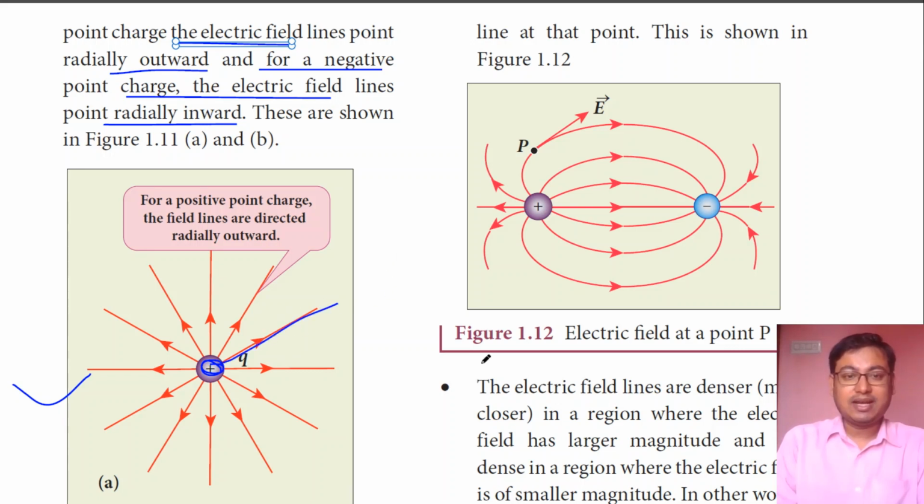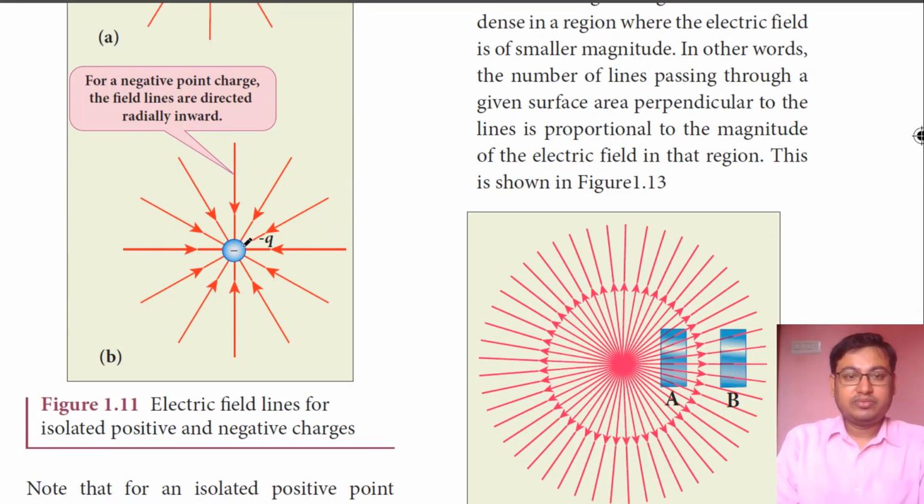In case of negative charge, in figure 1.11, as you see from this figure, here is a negative charge at the center, that is minus Q, and you can see that electric field lines are coming inward to the charge from infinity. So we can say that from a positive charge, electric field lines go in outward direction, and for a negative charge, electric field lines come inward towards the charge. This will help you to visualize the electric field line for positive charge and for negative charge.